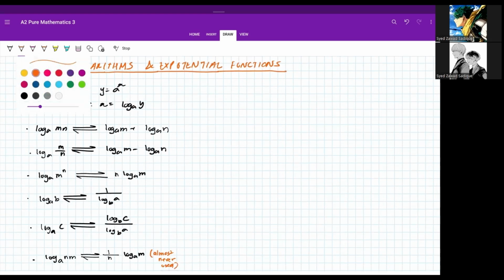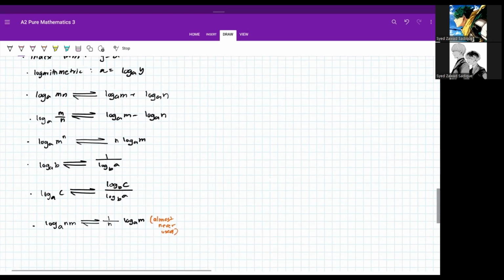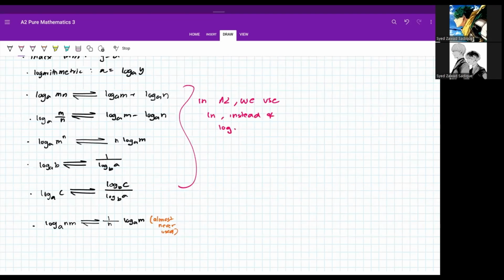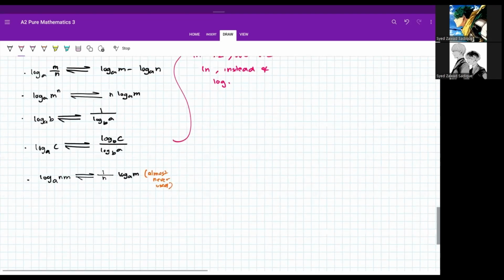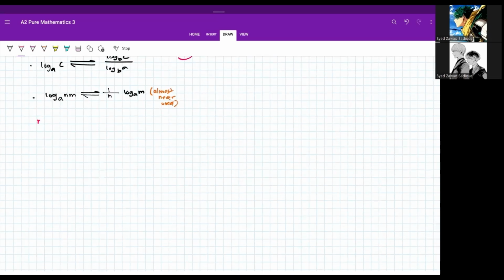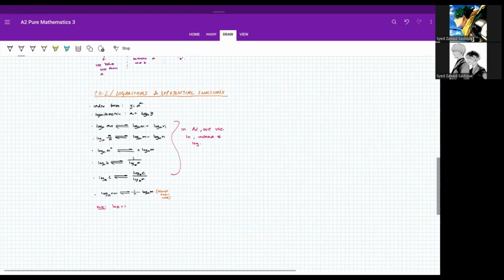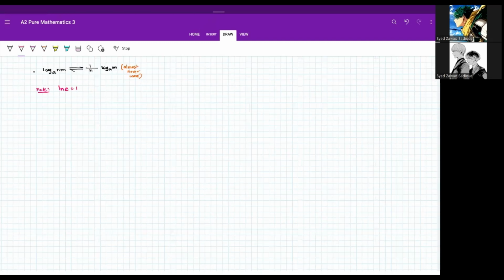Now, the only thing to note is that in A2, we use ln instead of log. Also, note if you didn't know, ln e is equal to 1. Yeah, so that is chapter 2, logarithms and exponential functions.